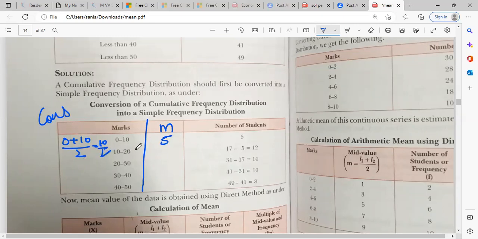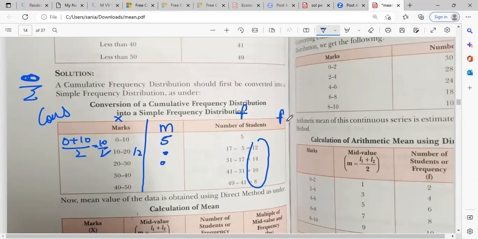Similarly, 10 plus 20 divided by 2, and 20 plus 30 divided by 2. Median is basically the middle term, so you add the upper limit and lower limit, and then divide by 2. You will form a table which is M. This is your X, this is your M, and this is your F, the new numbers.